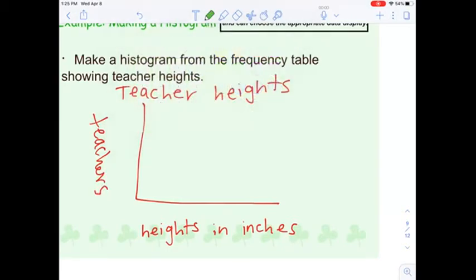So we had 3 intervals, and we had 54 to 62. We had 63 to 71. And we had 72 to 80. And then my frequencies for teachers were 7, 9, and 4. So I'm going to count up by 2s on my y-axis. So we'll have 2, 4, 6, 8, and 10.